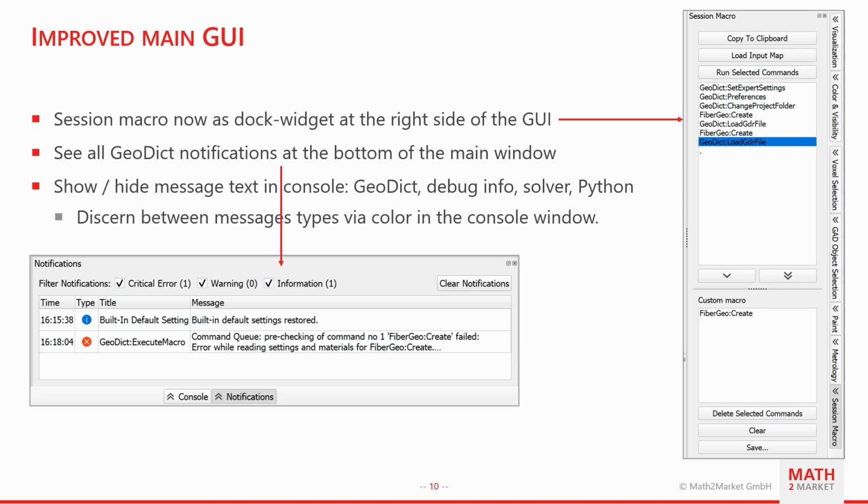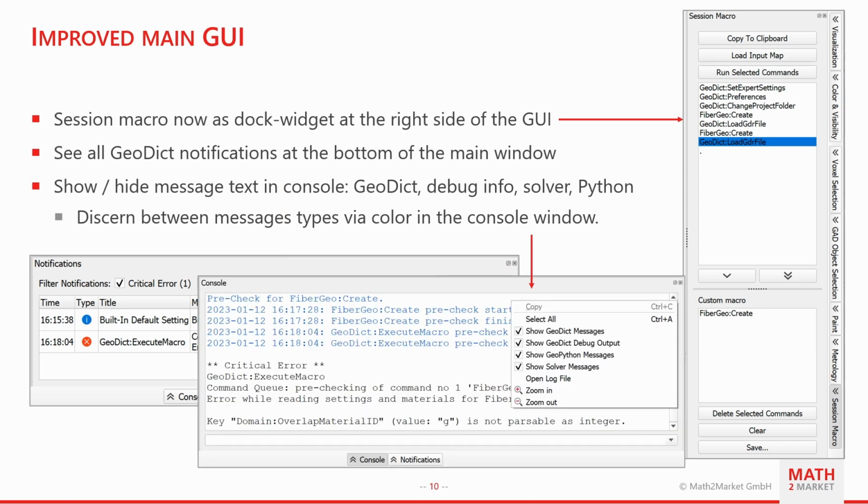A new part of the main GUI is the notification section, which can be opened via the notification button next to the console button. This section shows the selected Geodict notification messages. If a new message is added, the corresponding button changes its color to inform the user. In the console section, one can now specify in more detail which information is shown. One can select Geodict, debug, Python and solver messages, which are also shown in different text colors now.